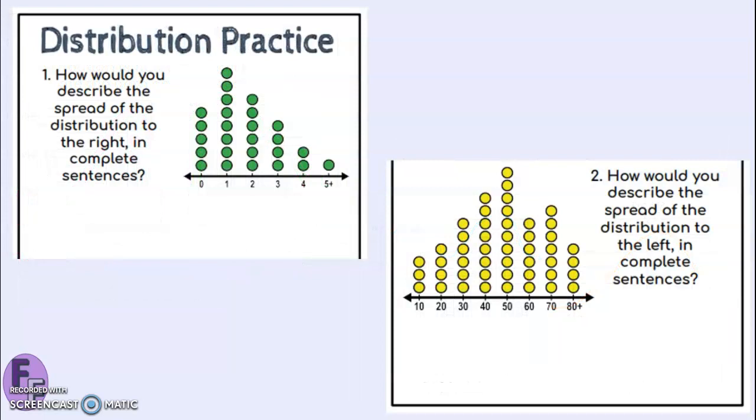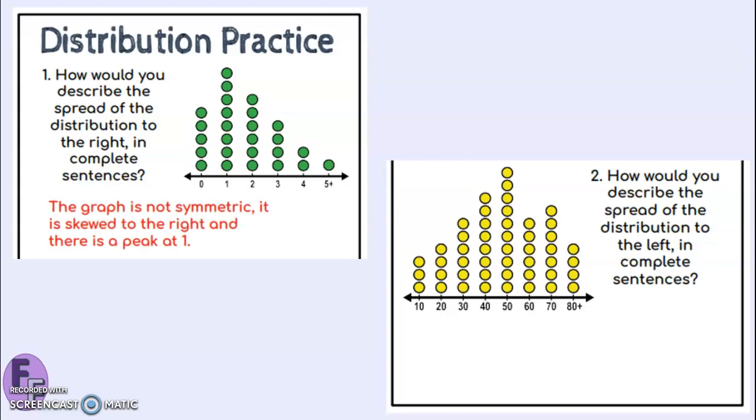Number one, how would you describe the spread of the distribution to the right? Well, if we look at this, the tail of the graph is to the right. So this graph is not symmetrical. It's not bell-shaped where it's even on both sides. It is skewed to the right, and it peaks, or the mode is at 1.